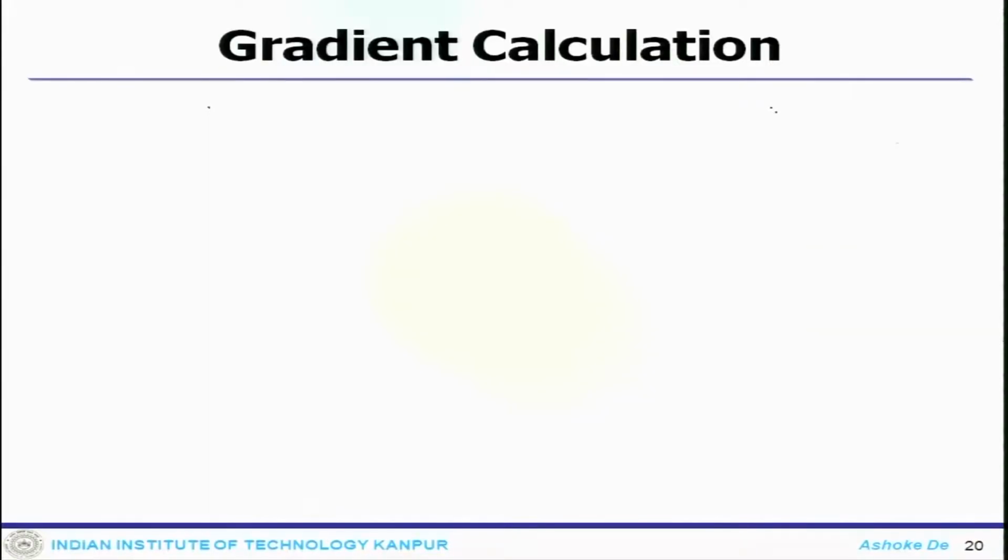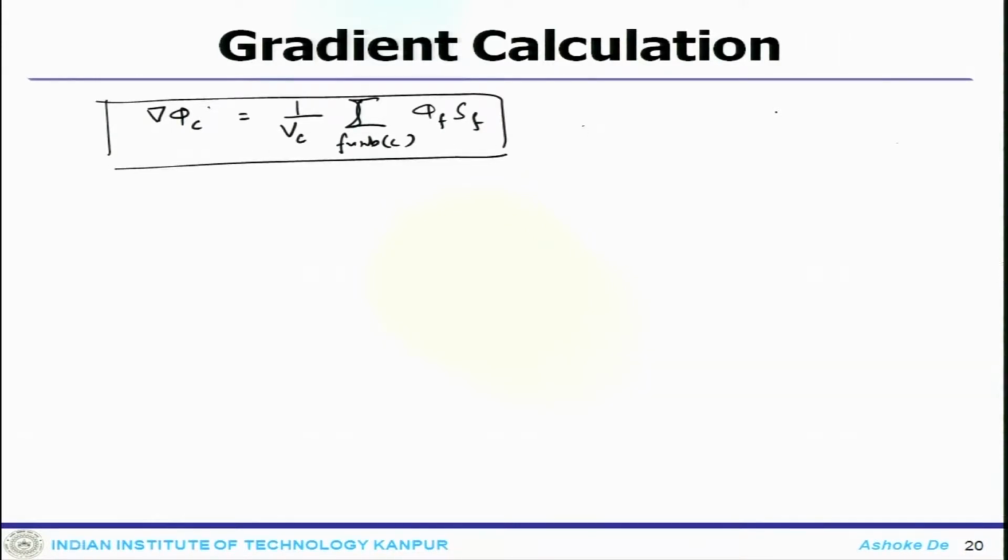So now you will move on today. Essentially, the gradient for a particular cell is represented as a summation over all the faces, and this is what we are into. So essentially that is the gradient calculation that we are trying to do. That is our objective.